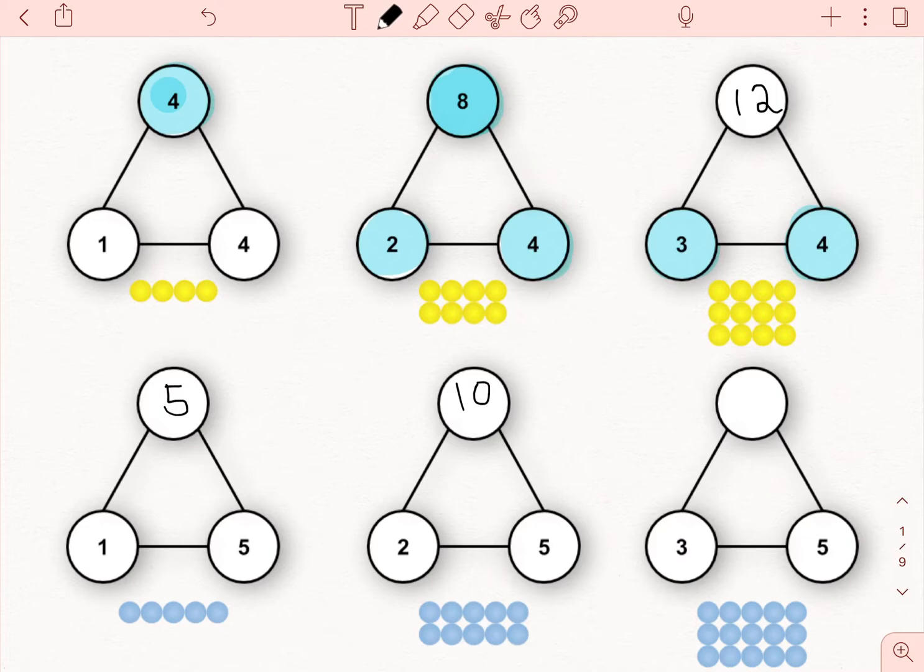And in this next example, I'm just counting by 5s here. I have 5, 10, 15. 15 is a multiple of 3 and 5.